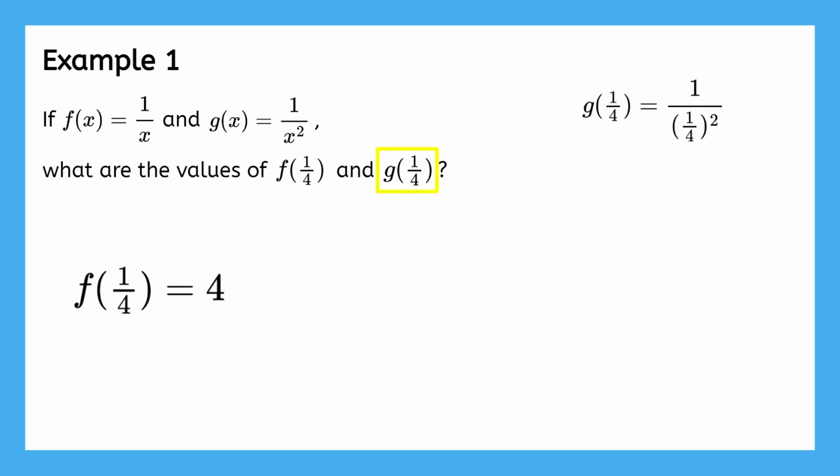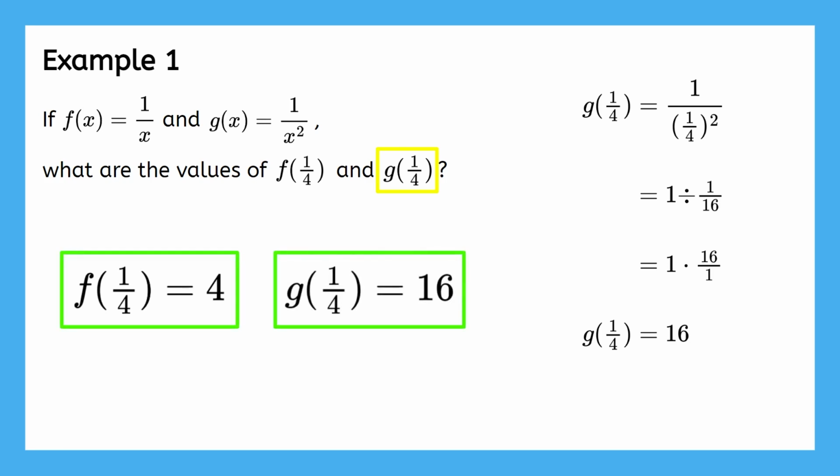Next, let's calculate g of 1/4. This is 1 over 1/4 squared. 1/4 squared would be 1 over 16, so this is the same as 1 divided by 1 over 16. Keep change flip again, and we have 1 times 16 over 1. So g of 1/4 is 16. And now we have our answers.